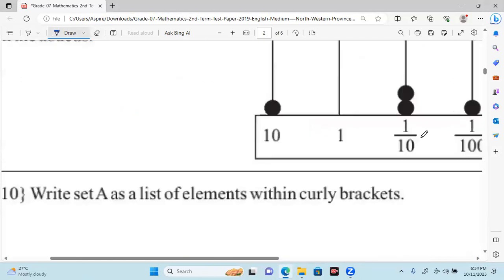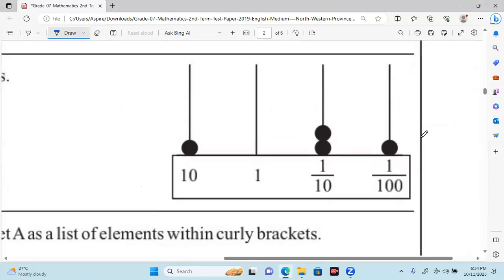These are place values. Okay. According to the place values we write the particular numbers in each place.